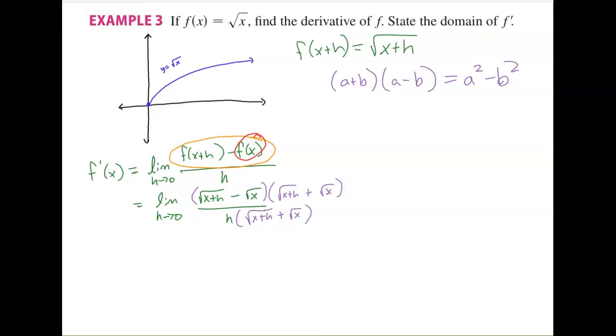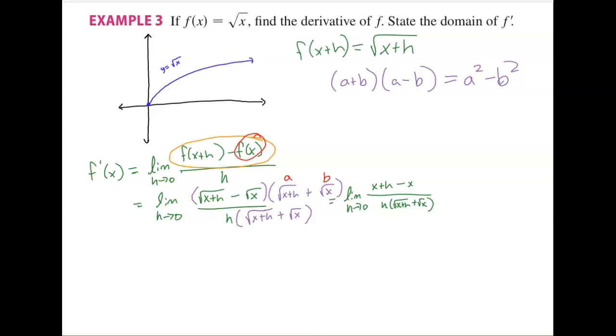All right, so keep in mind what's a and what's b. We have a as the first square root, b is the second square root, so it's going to end up being a squared minus b squared. So squaring those just gets rid of the square root, so I have x plus h minus x all over h times root x plus h plus root x. And I don't want to forget that I have not taken my limit yet. It's important.